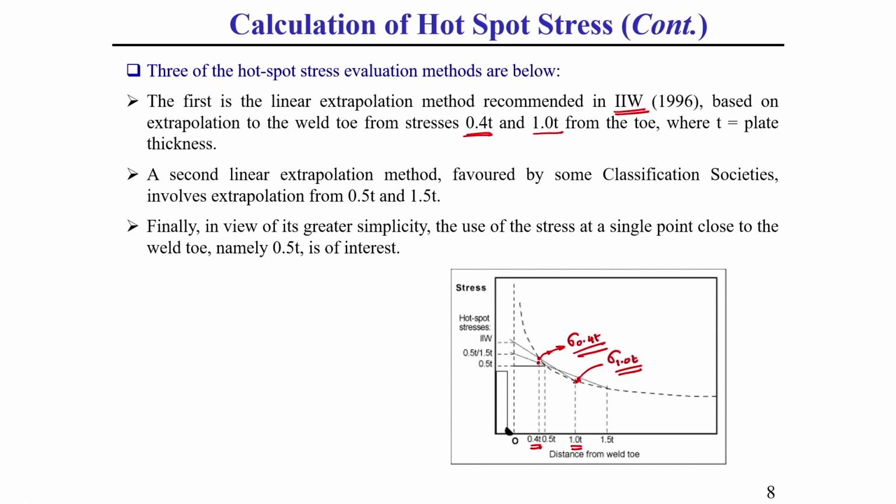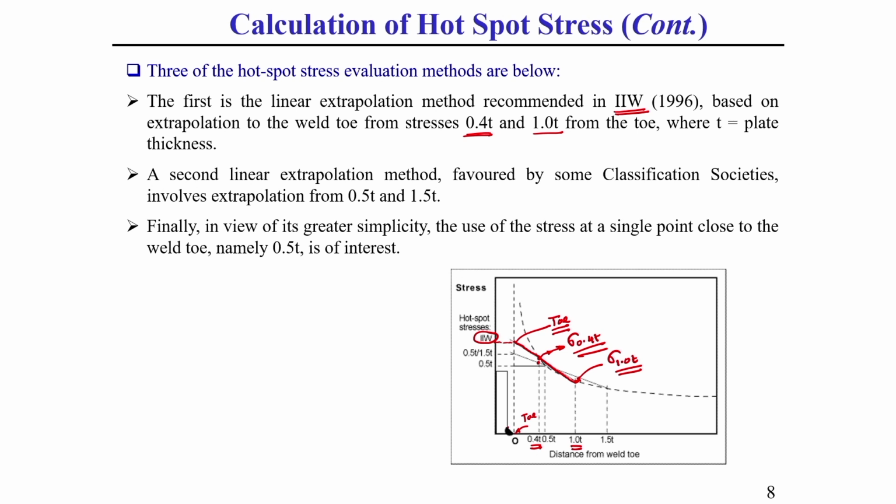Using these 2 points, we need to add them by linear extrapolation. This line we need to extend up to what point? Up to the toe location of the weld. You see, this is the toe location, which is lying on the surface of the plate. Up to that toe location we need to extrapolate this line, and whatever the stress we will get, this is according to IIW standard. That is, IIW means International Institute of Welding standard.